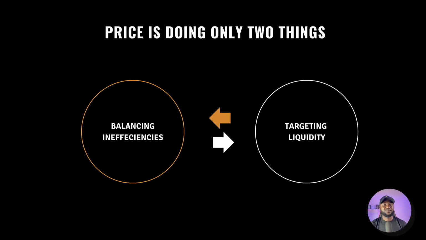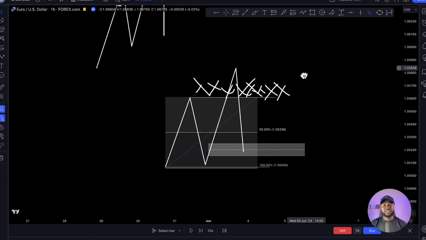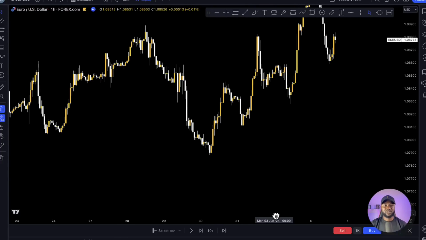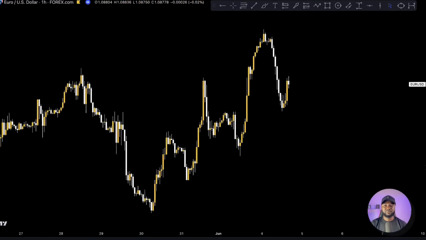Nothing outside of this. It is either price is trying to balance fair value gaps, or targeting liquidity. Okay, how do I mean? Let me give you an example. Perfect.